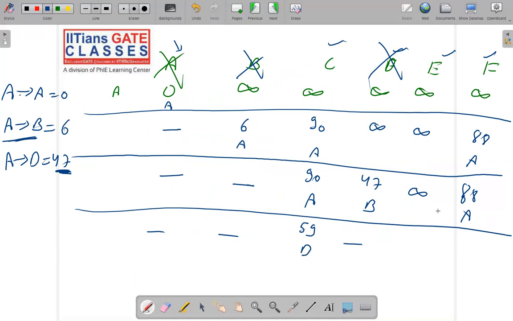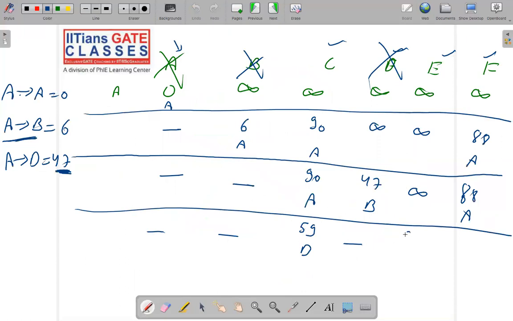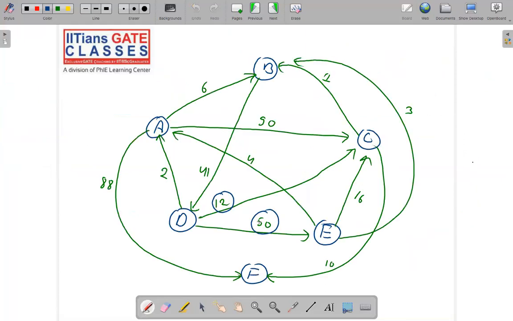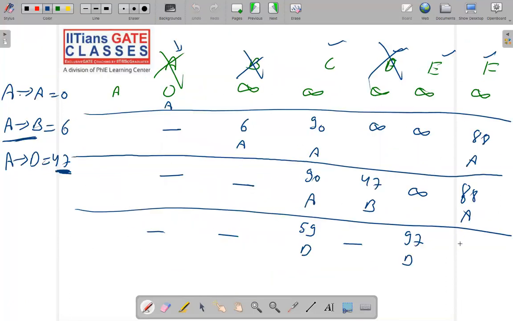So D to E. D to E, we have a path with 50. So 50 plus 47 is 97 via D, which is less than infinite. So we write it down. D to F, we don't have any edge, so we don't care. It will remain the same.